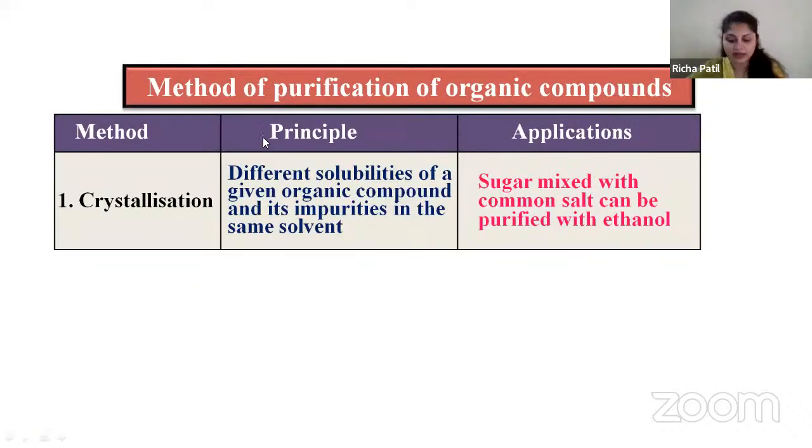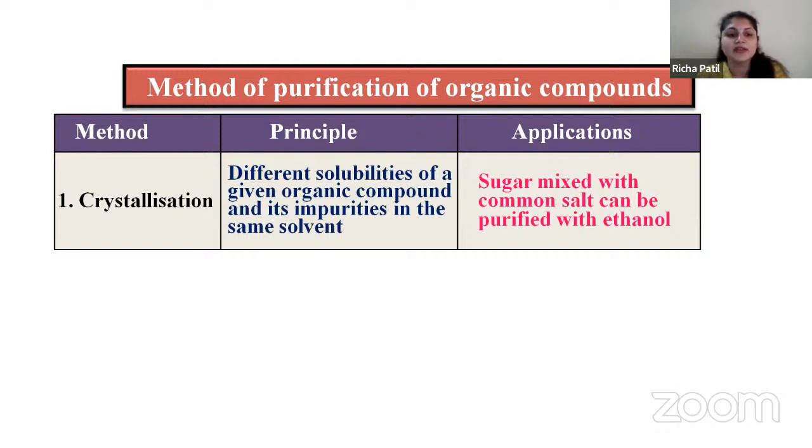Next, we'll see the methods of purification of organic compounds. Crystallization: when do you do crystallization? Suppose we have extracted a compound. Whenever you have extracted a compound, there will be some impurities present. So we want to purify that compound. How will you purify it? There will be different impurities, so you choose a solvent such that the impurities and your organic compound get dissolved in it.